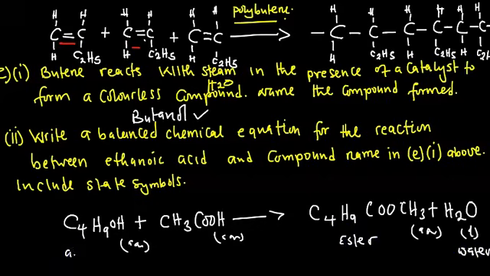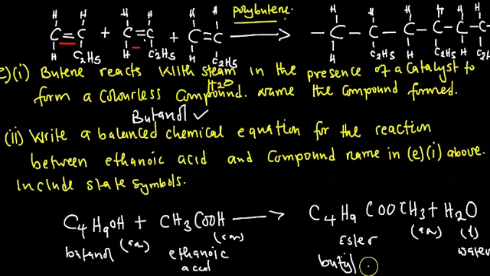So this is the butanol, and this is ethanoic acid. Now what is formed is the product called, what do you call the product? Butyl ethanoate. So butyl ethanoate is the product formed. We are going to look at esters at some point as we go on in the question, but at the moment, this is what we can write.